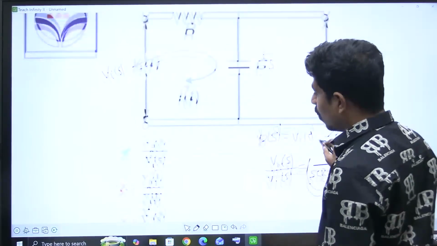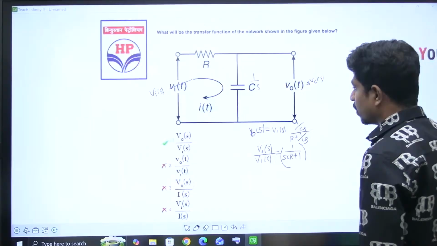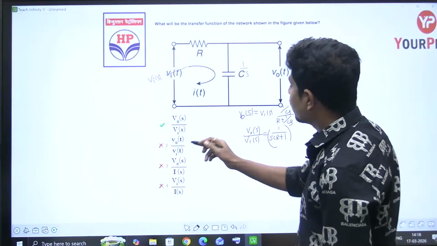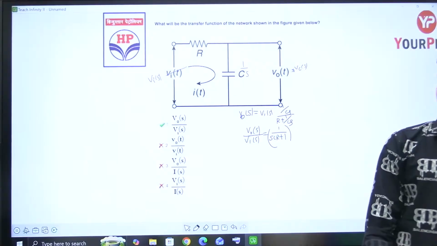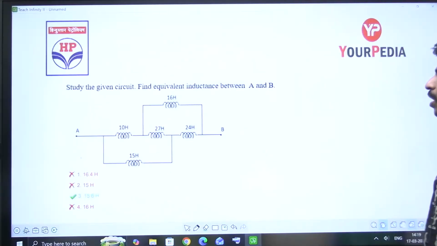But this is not even a question at all. What is it asking? Observe clearly here: V naught of S by VI of S. It is asking the transfer function definition. Now, control systems is not there in the syllabus, right? That's why you may not get questions from this area in your upcoming HPCL examination.